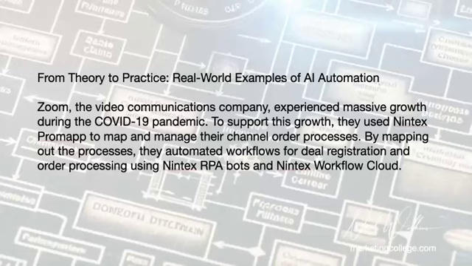Zoom is a really great real world example. We all have heard of Zoom, the video comms company. And of course, we know how much growth they experienced during the pandemic. But to support this growth, they were doing this back then. They use Nintex ProMap to map and manage their channel order processes. They were being swamped with inquiries and new business, but by mapping out the processes, they were able to automate workflows for deal registration with other businesses and order processing with consumers and smaller organizations.